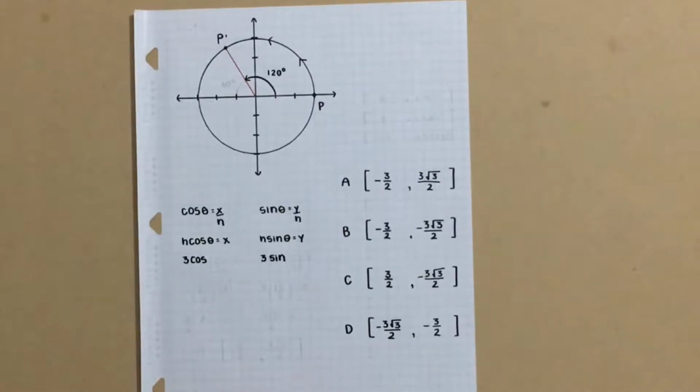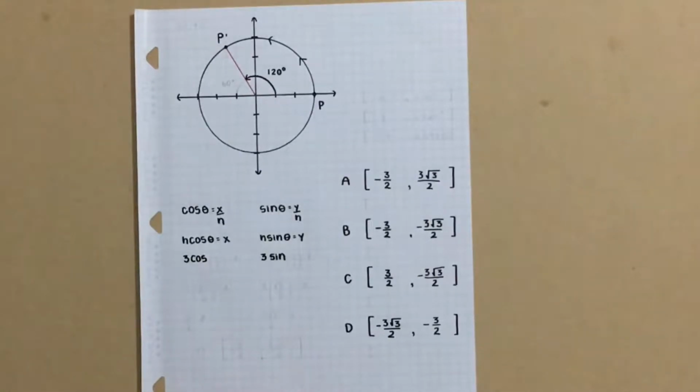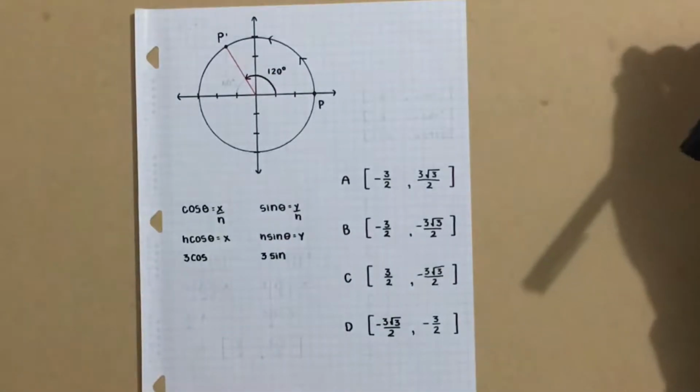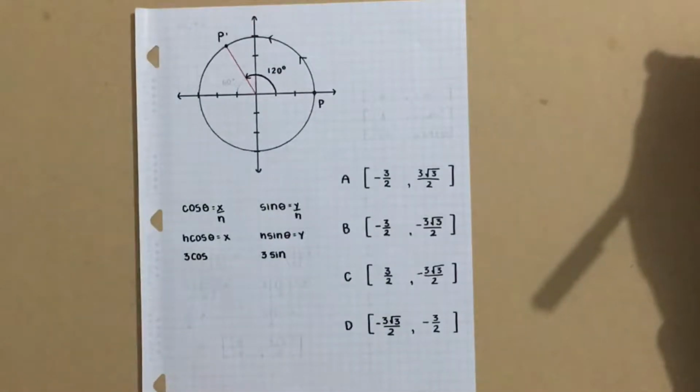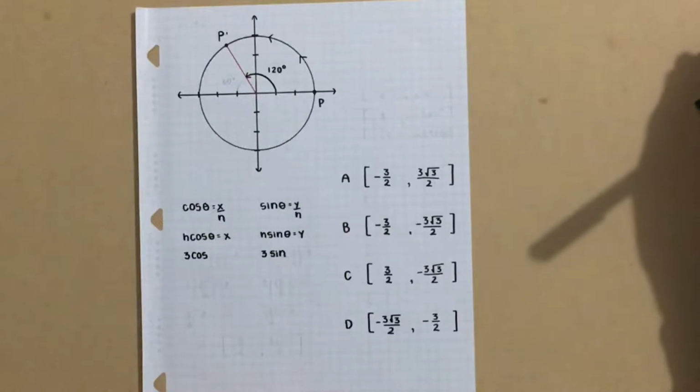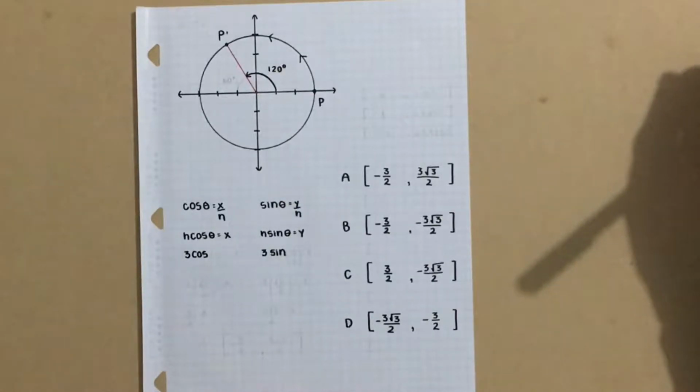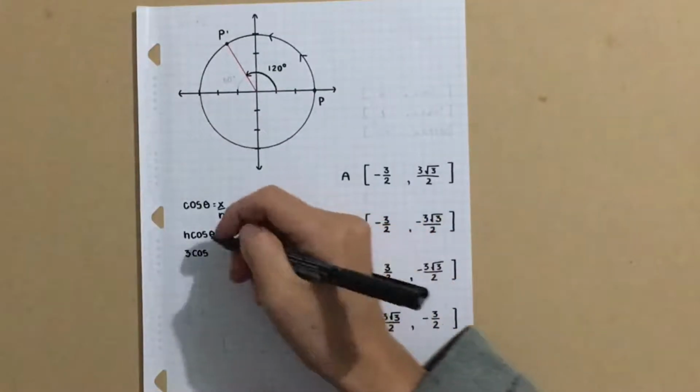When using trigonometric functions, we need to use a reference angle. P' is rotated 120 degrees counterclockwise from the positive x-axis. It is 60 degrees from the nearest x-axis, which is the same as pi over 3.